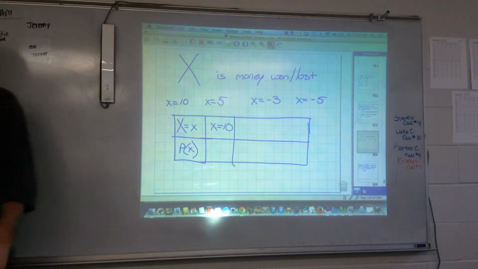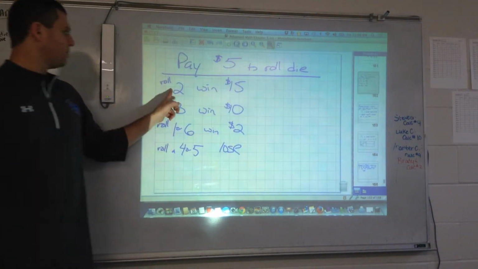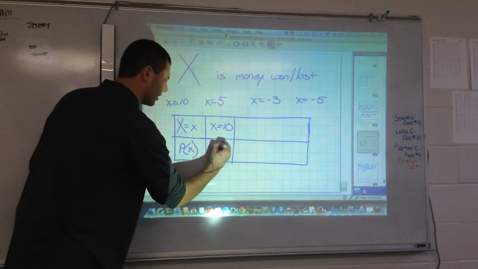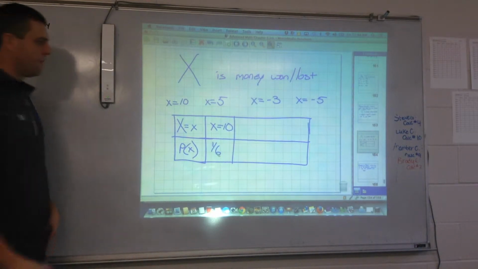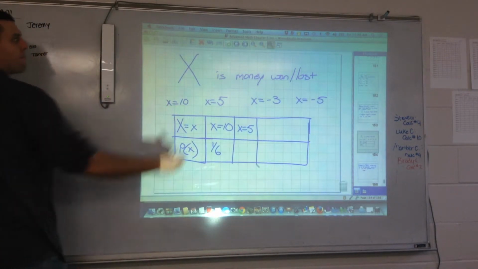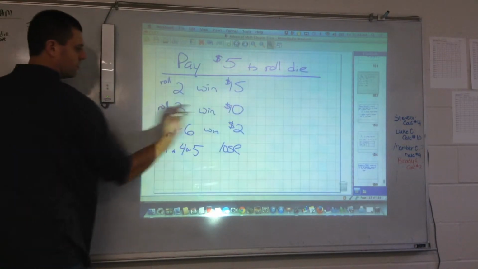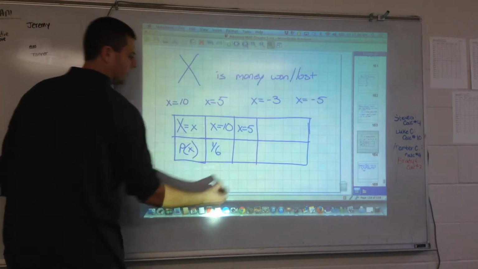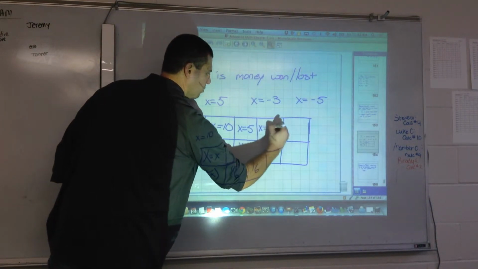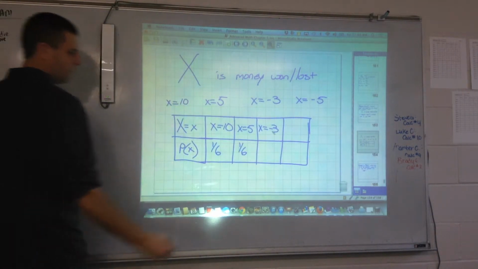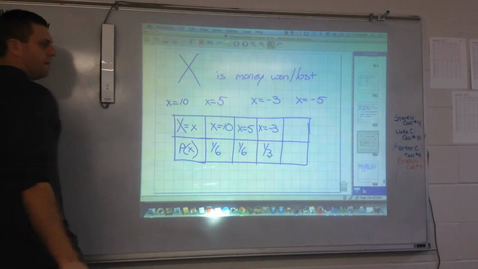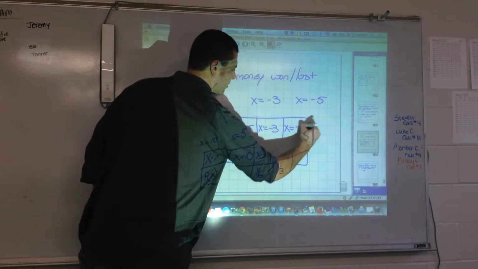1 out of 6, right? Because you had to roll a 2 to win $10, correct? And the probability you roll a 2 would be 1/6. How about the probability you win $5? It was also just one way, so 1/6. Probability you lose $3? 1/3, because there was two ways to do that, so 2 out of 6, or 1/3. And the probability you lose $5. 1/6.